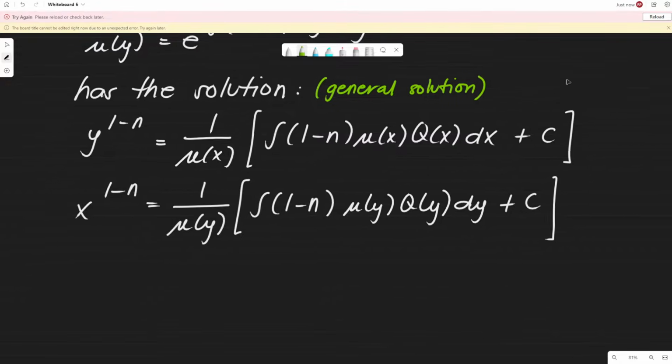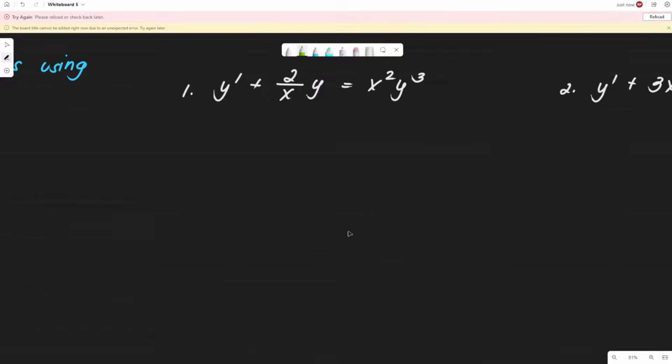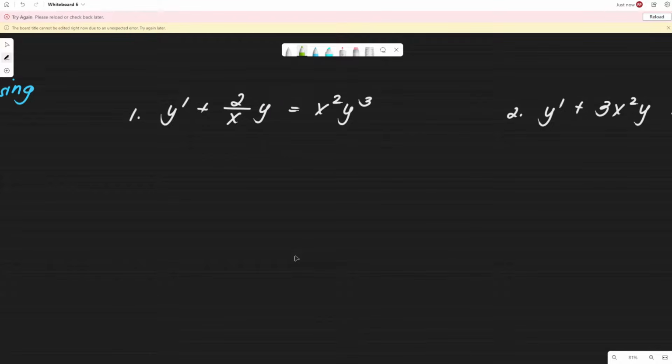Just like this, we only have 4 examples for this one. Our first example: y prime plus 2 over x y is equal to x squared y cubed. In the linear case, we identified only two functions, p of x and q of x. Here we also include n. This is already in the form of Bernoulli, so we have no problem.